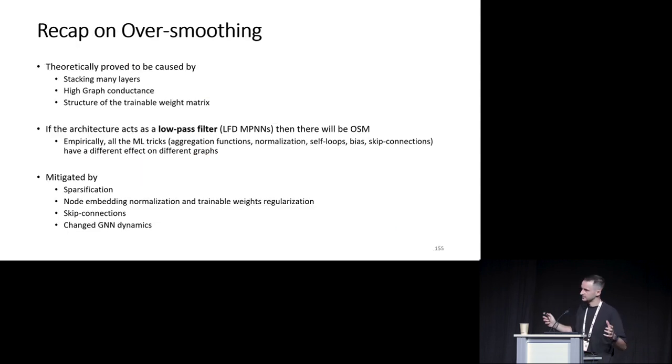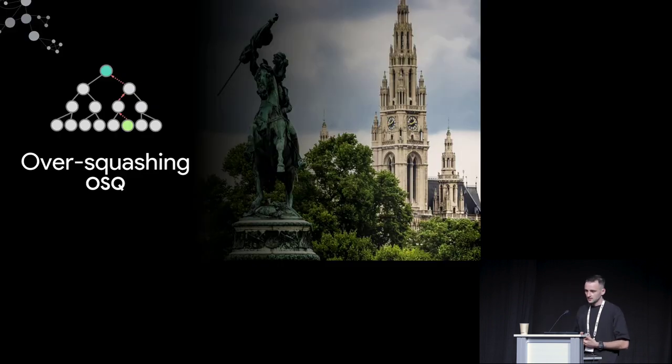So yeah, that's a little recap that I might skip. The idea is that oversmoothing happens when these features collapse. And there are some kind of mitigation strategies, either on the structure or even in the way that we create our GNN. Next, I will talk about oversquashing.